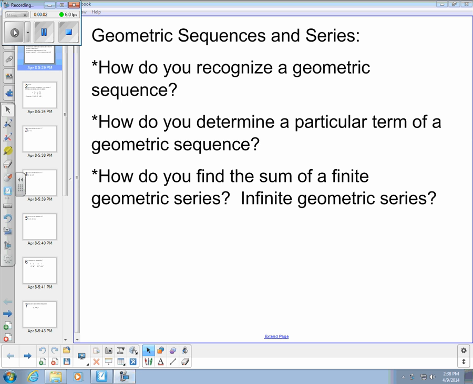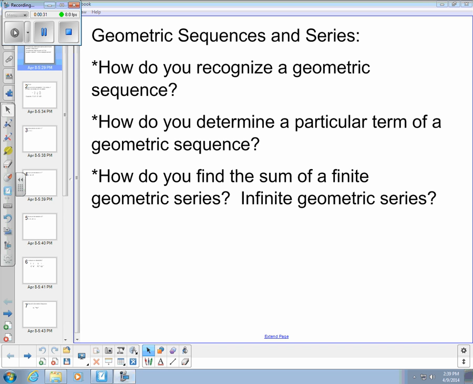In the last video, we talked about arithmetic sequences and how you could determine if a sequence was arithmetic. All arithmetic sequences have a common difference. In this video, we're going to talk about geometric sequences and series and how you recognize them, what makes a sequence geometric, how you determine a particular term of the sequence, and then how you find the sum of either a finite or an infinite geometric series.